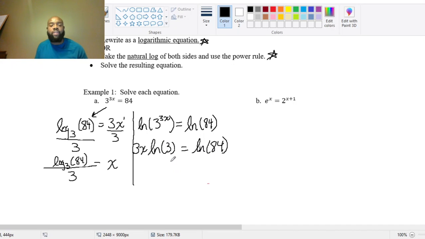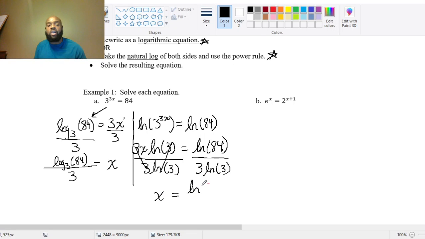And when I see this written this way, notice this is 3 times x times natural log of 3. Again, the natural log of 3 is an irrational number, so I have two numbers multiplied by x. Well, to undo the multiplication by constants, we divide by those constants. So I can divide both sides by 3 ln of 3, and they cancel on this side, and I'm left with an x here. And then I have natural log of 84 over 3 natural log of 3. And that is my solution.